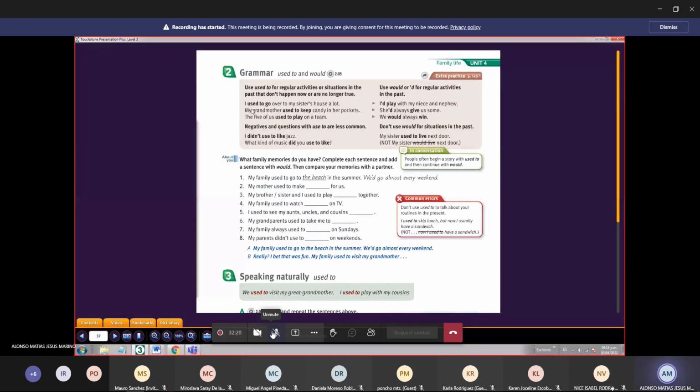Examples. I used to go over to my sister's house a lot. My grandmother used to keep candy in her pockets. The 5 of us used to play on a team.